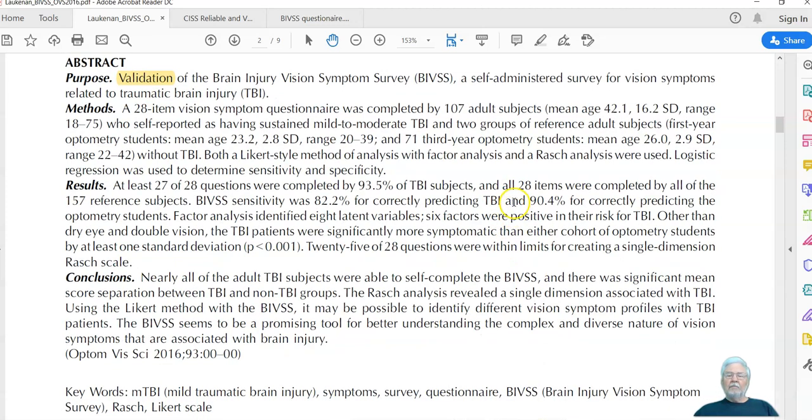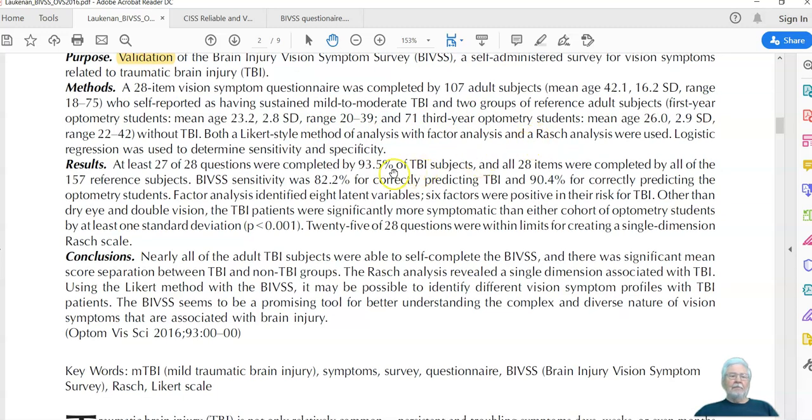So let's talk about this. There were 107 adult subjects that had TBIs, self-reported, mild to moderate. And then we had reference subjects. The reference subjects were optometry students, first and third years. The first years were given the test when they came for their orientation, and the third years took this test the week before their board exams in the spring. So we have these 3 groups. Later we split the TBI group into 2 groups and compared those adults who were similar in age to the optometry students.